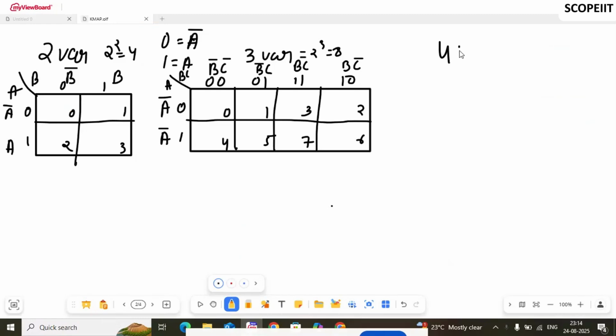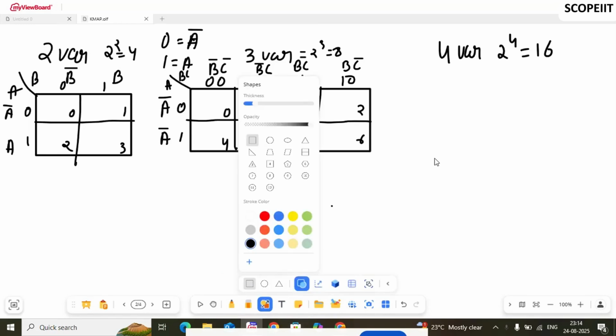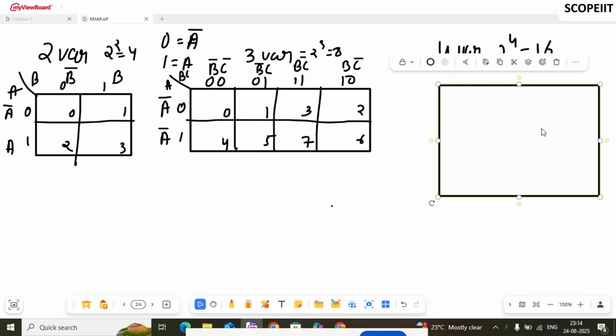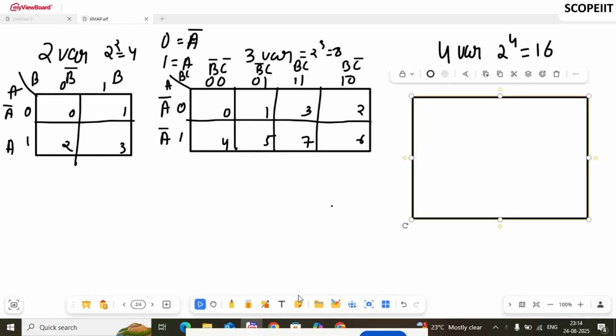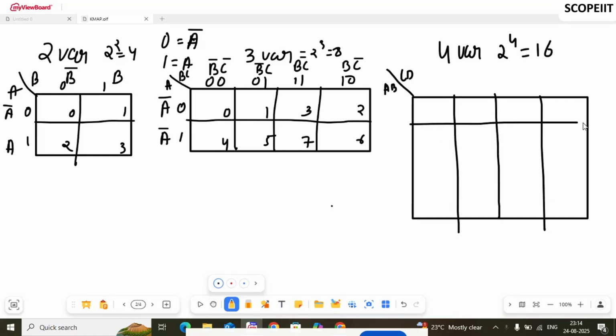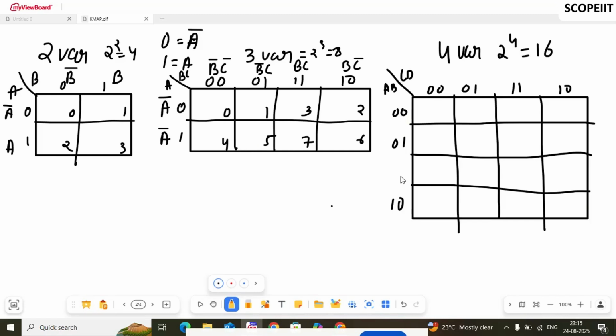So for 4 variables, 2 to the power 4 is nothing but 16. So for 4 variables, how many blocks we will draw? 16 blocks. Okay. So here we have constructed it for 4 variables. So it will be A, B and C, D. Now, as there are 4, it will be written as 0, 0, 0, 1, 1, 0 and 1, 1. Here also 0, 0, 0, 1, 1, 0 will be down and 1, 1 over here.